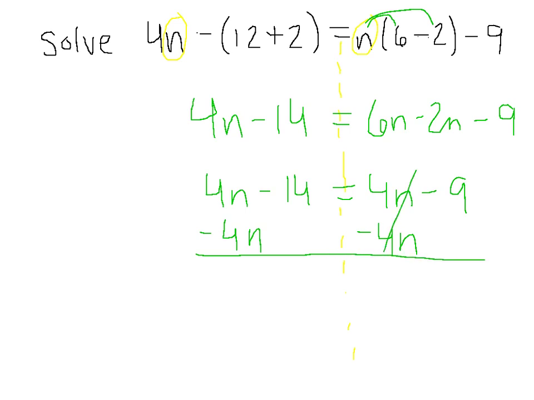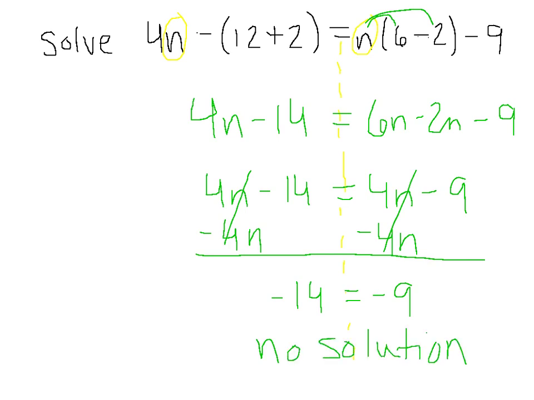4n minus 4n is 0. And it just so happens over here that 4n minus 4n is 0. It doesn't always work out that way, but notice how the variables are canceling out. So we have negative 14 equals negative 9. Is that true? Well, no, it's not true. Negative 14 doesn't equal negative 9. It doesn't make sense. So that means there's no solution.